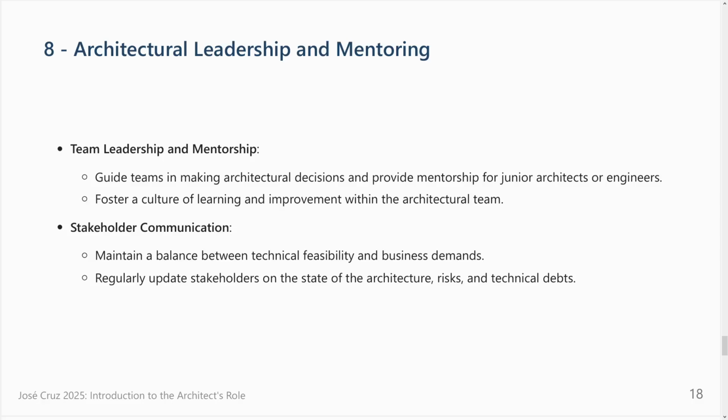Okay. Stakeholder communication: maintain a balance between technical feasibility and business demands. Of course, it's something that we talk about here. Regularly update stakeholders on the state of the architecture, risks, and technical debts. You don't want to talk with them about their technical decisions, but you want to assure them, okay, it's working. If something fails, the backup is quite fast. We only lose information, I hope not, but we lose this time to recover the system, things like that.